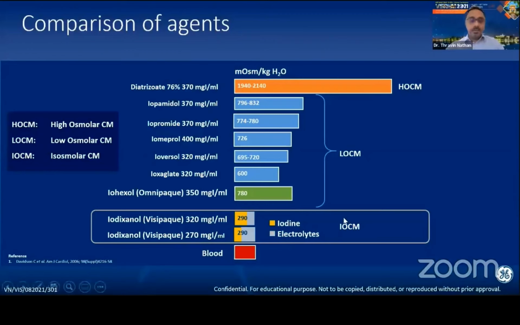Moving down to the bottom of the slide, you will notice another group, which is the isoosmolar contrast media agents. And these are agents, iodixanol, which has an osmolarity that is the same as that of blood.